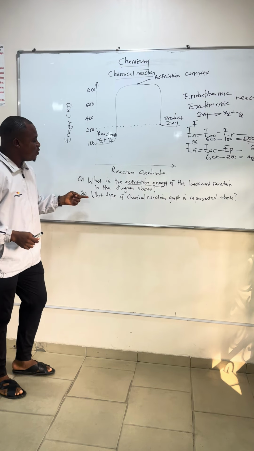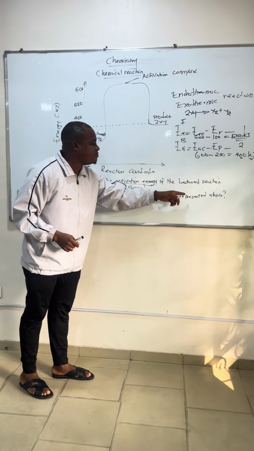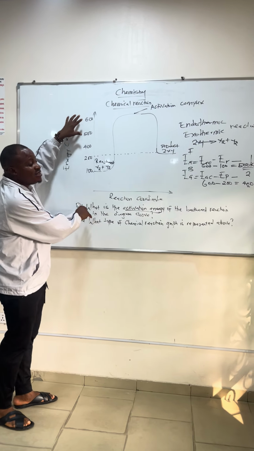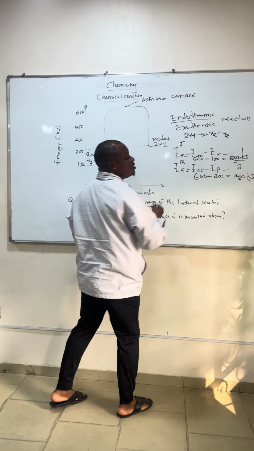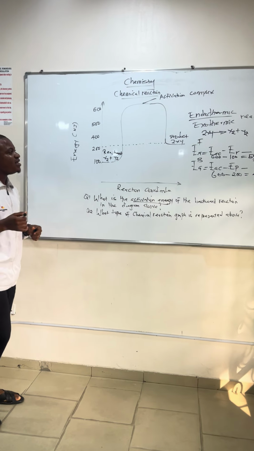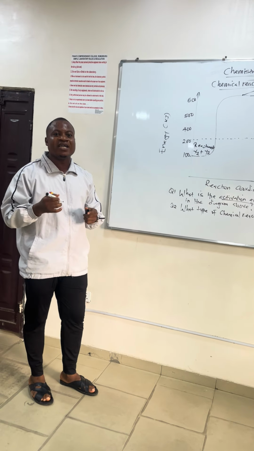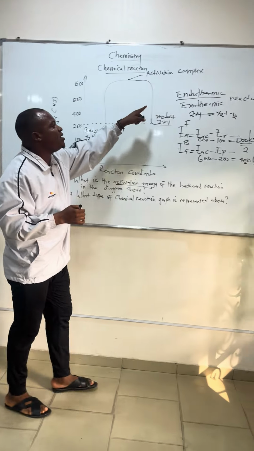Now, number 2, what type of chemical reaction graph is represented above? The type of chemical reaction graph that is represented above is endothermic reaction. What is endothermic reaction? It's a reaction in which heat is being absorbed, or heat is gained into the reacting system from the surrounding. That is what we call endothermic reaction.